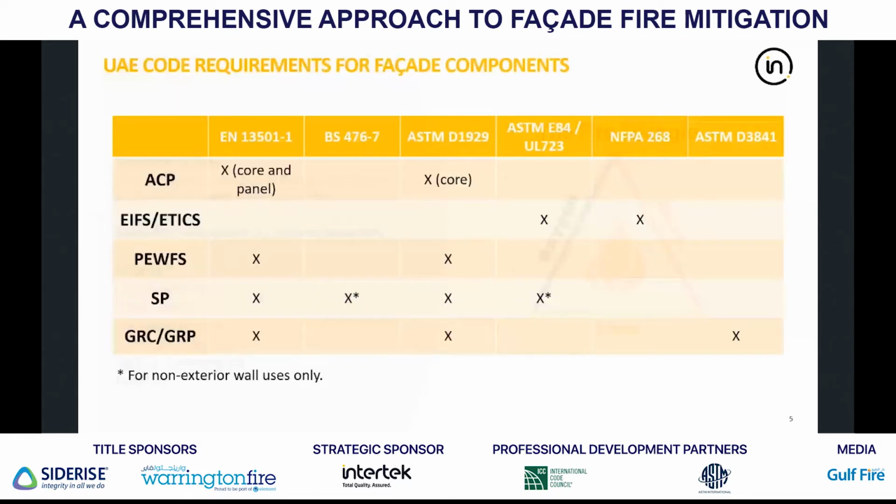So just very quickly, what are the UAE Code requirements for facade components? This is just a very quick table. We have different sections for different products: ACP, EIFS, polycarbonate, sandwich panels, and GRC and GRP. So we see that in the UAE Code, there are many different methods depending on the product. So today we'll go through all of them with the exception of sandwich panels.